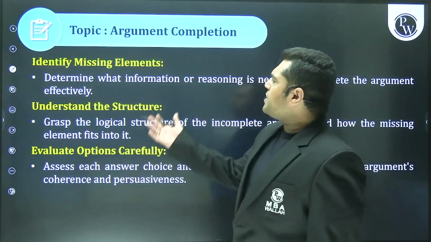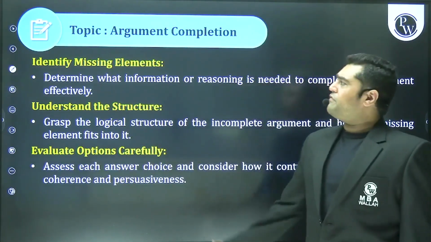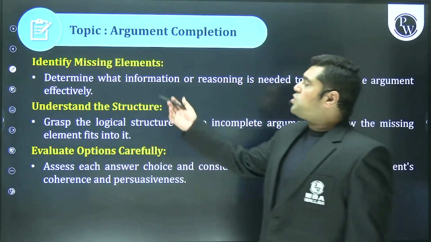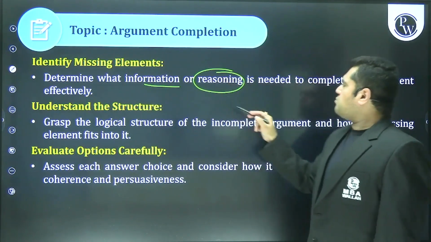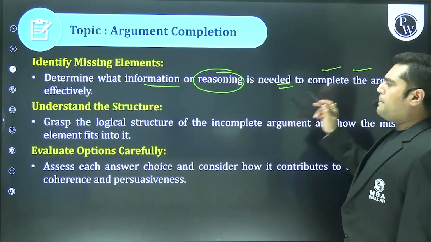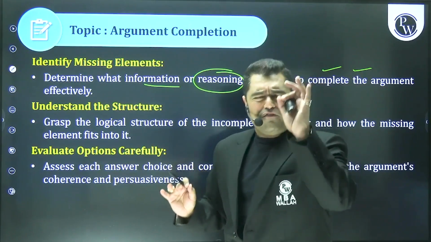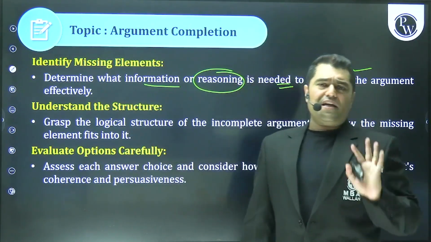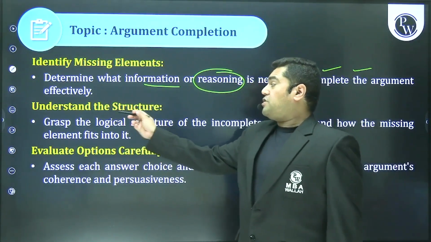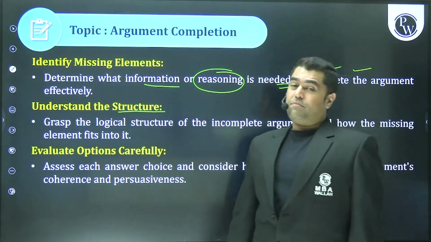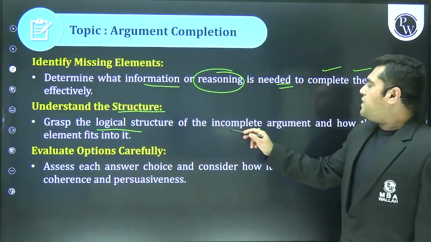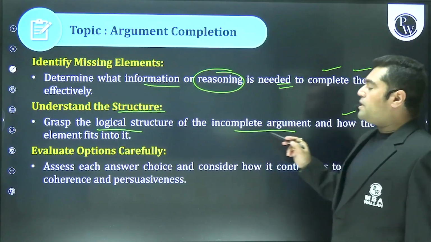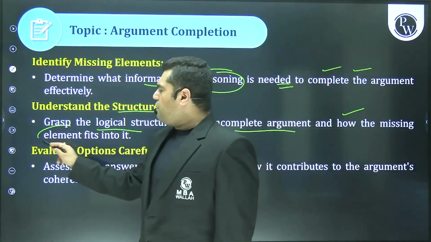चलिए आगे बढ़ते हैं. So missing elements when you're talking about argument completion. So what are the missing elements? Determine what information, what reasoning is needed to best complete the argument. Something that perfectly concludes it, perfectly closes it. ठीक है? अच्छा, structure, very important. ठीक है? Grasp the logical structure of the incomplete argument, how the missing elements all fit into it.